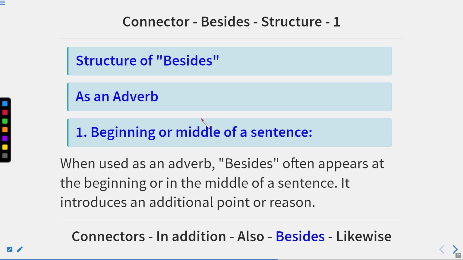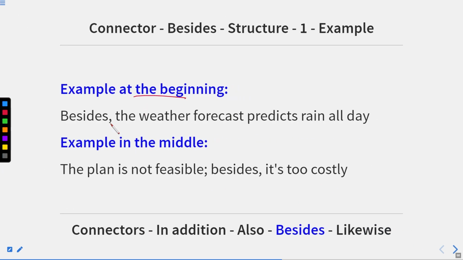Now, if it is used as an adverb, at the beginning or middle of the sentence, it can either begin the sentence or appear in the middle of the sentence. When used as an adverb, besides often appears at the beginning or in the middle of the sentence. It introduces the additional point or reason. Example at the beginning: besides, the weather forecast predicts rain all day. Example in the middle: the plan is not feasible, besides, it is too costly. So if we are using besides as an adverb, these two structures can be used to place the word besides in a sentence.